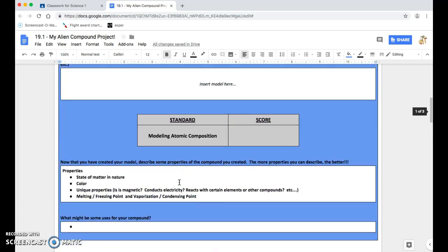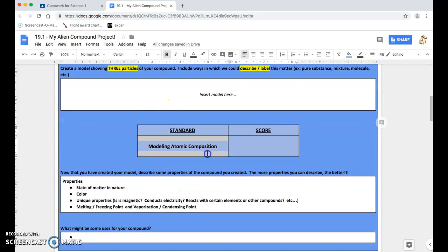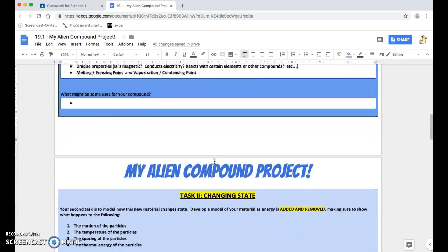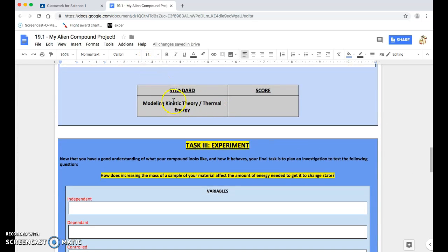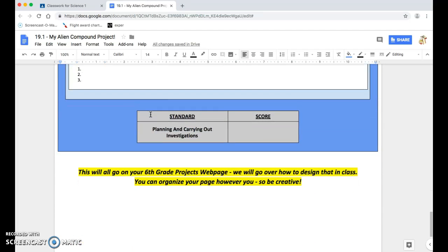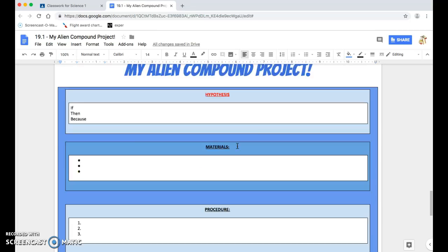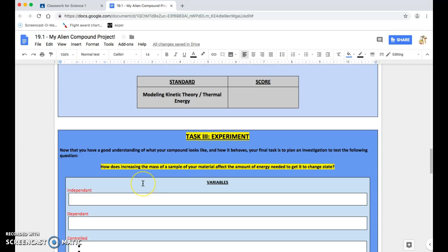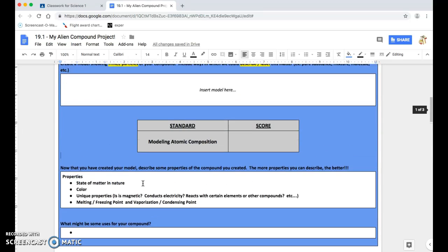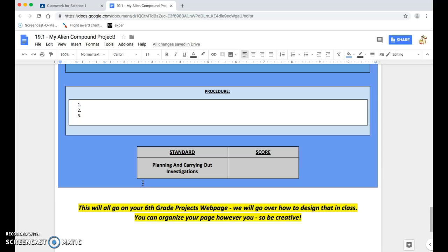All right, last but not least, the final thing I need to point out is this. There are 3 standards that you're going to be graded on: your atomic modeling, you've got adding and removing energy, so talking about changes of state, and then as well the investigations. Those have been the 3 summatives that we have assessed so far in chemistry. So one was with atoms at the very beginning, one was with change of state, and then this one was conducting investigations.